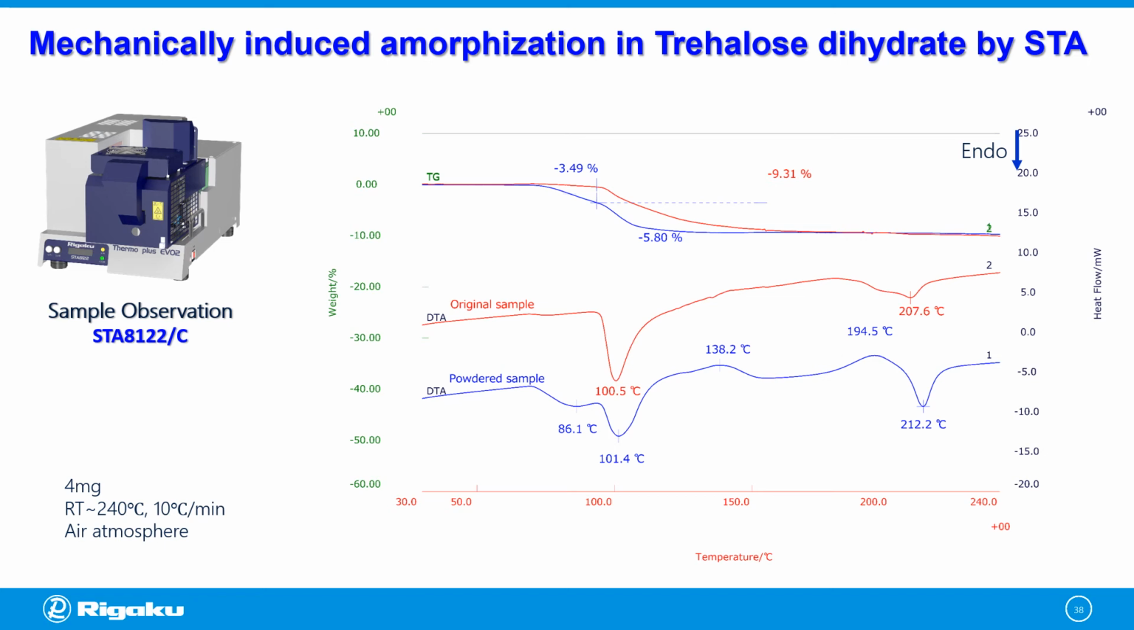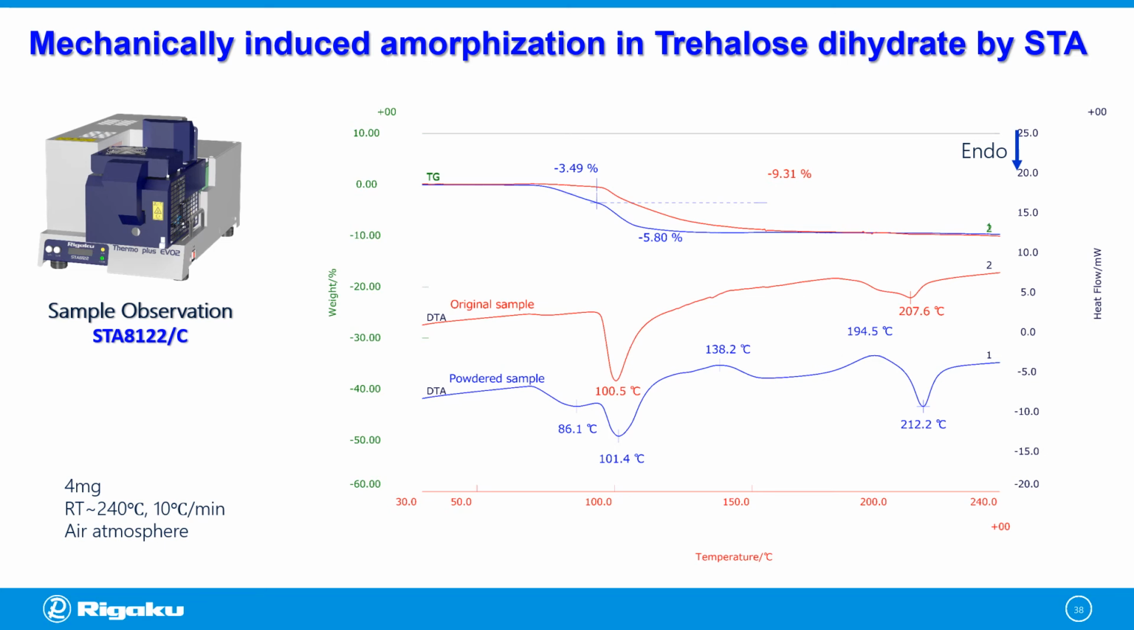On the other hand, the powdered sample, shown in the blue curve, clearly revealed two overlapping endothermic peaks due to dehydration at 86 degrees centigrade and at 101 degrees centigrade, and a mass loss due to dehydration. After the dehydration reaction, a change in baseline can be observed at 138 degrees centigrade due to amorphization.